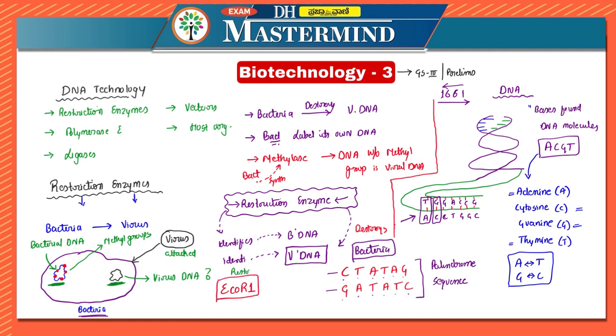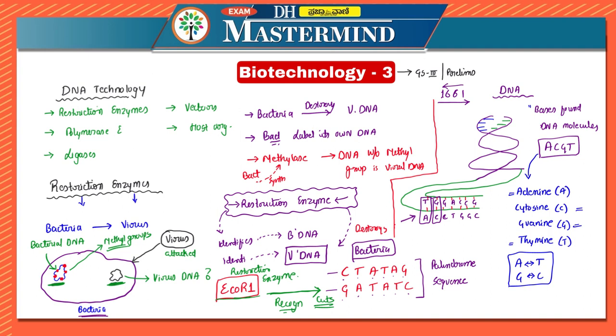This is a restriction enzyme. Now what does EcoR1 do? This enzyme recognizes this sequence, and it checks whether this DNA has a methyl group attached or not, because that is what we started with. If it has a methyl group attached, then it is bacterial DNA. If the DNA doesn't have a methyl group attached, then EcoR1 goes and cuts or cleaves it.